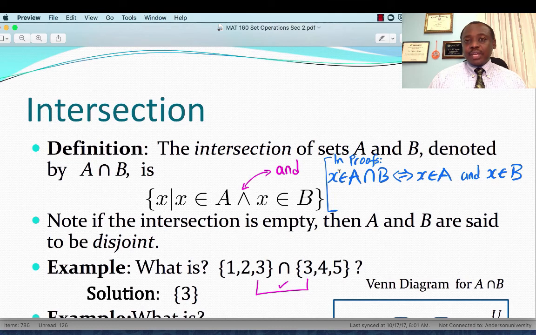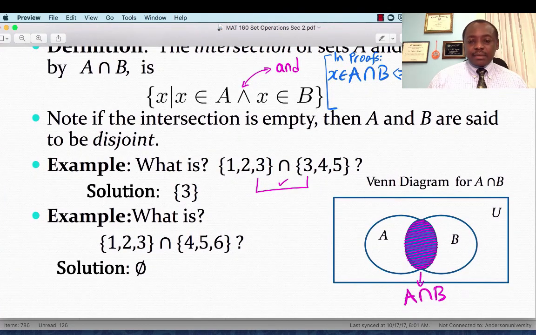Again, we would be interested in how we interpret this when we're dealing with proofs. So if I say that X is an element of A intersection B, what does that mean? It means X is an element of A and X is an element of B. And the reverse, if I say that X is an element in A and an element in B, that means X is an element of A intersection B, both directions. Okay? This is how we prove things involving intersections.